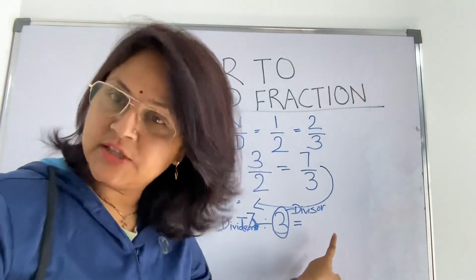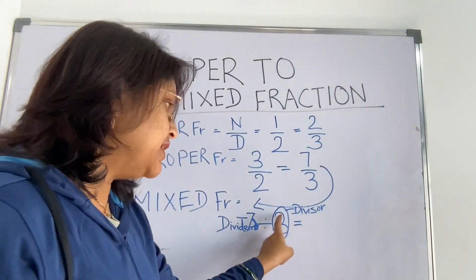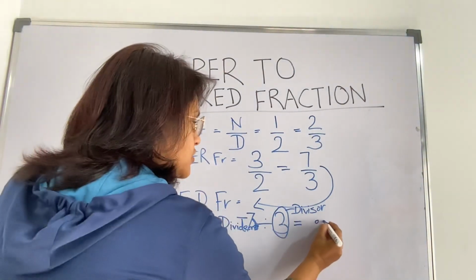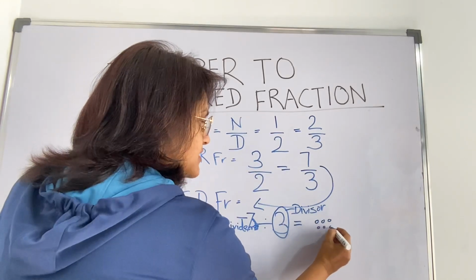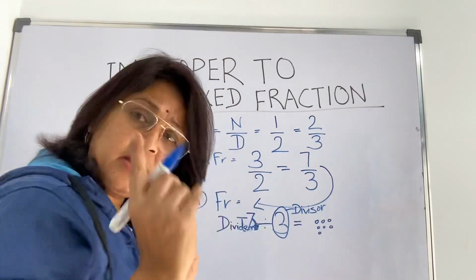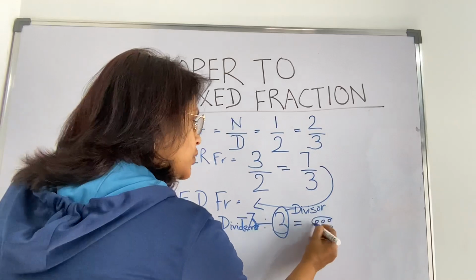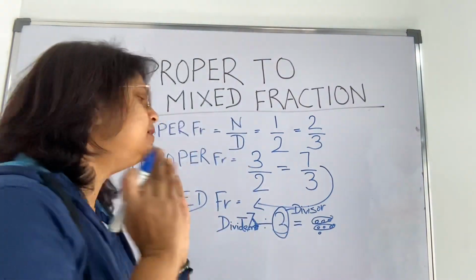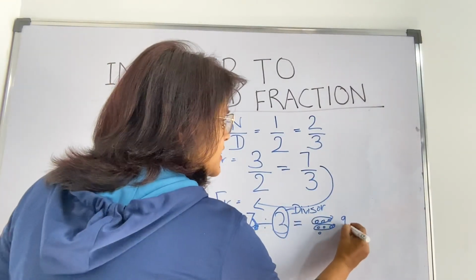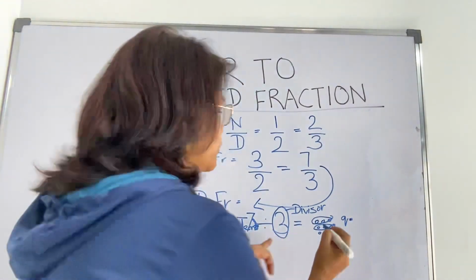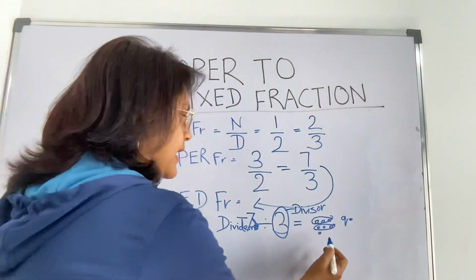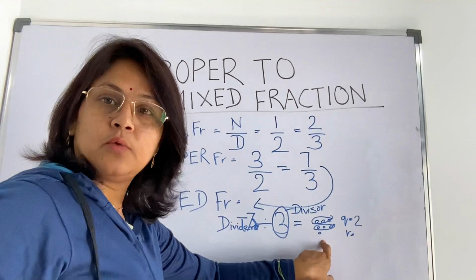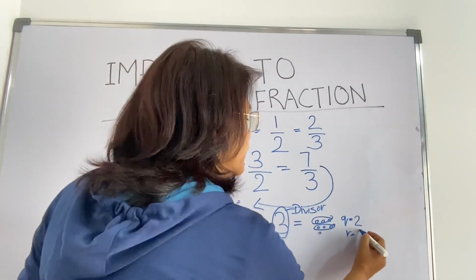Now, following the dot method, as I have already told, we will make groups of 3, 3, 3 till the number 7. So 1, 2, 3, 4, 5, 6, 7. When we make groups of 3, there is 1 group, 2 groups, and this one is left. We can clearly write that the quotient is the number of groups, so Q is equal to 2. The remainder is what remained, which is 1.